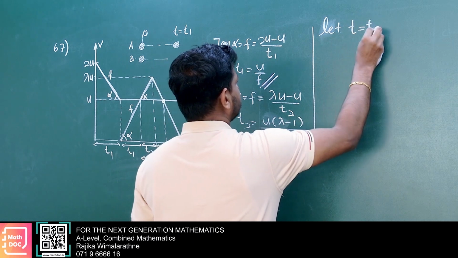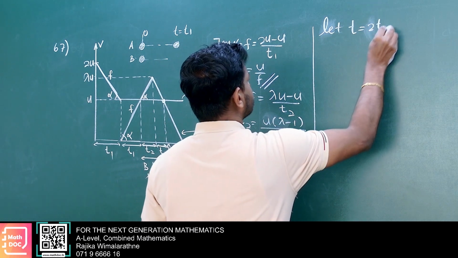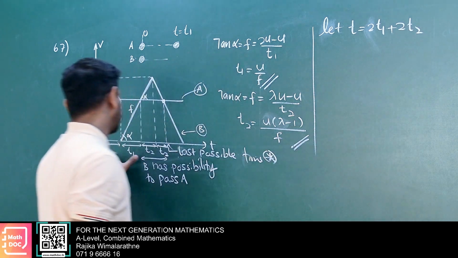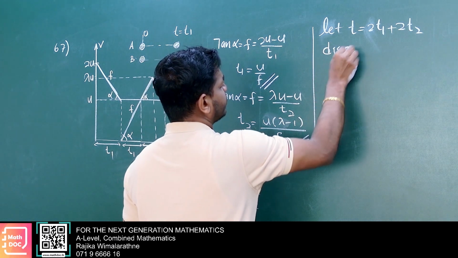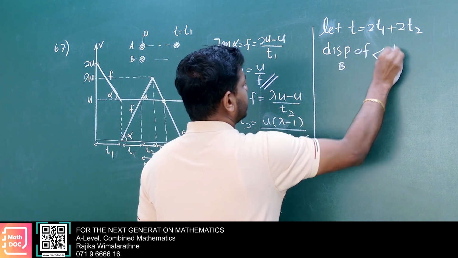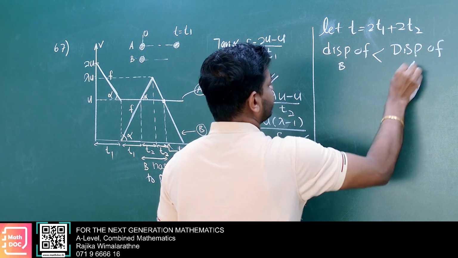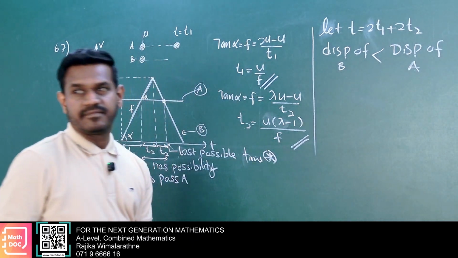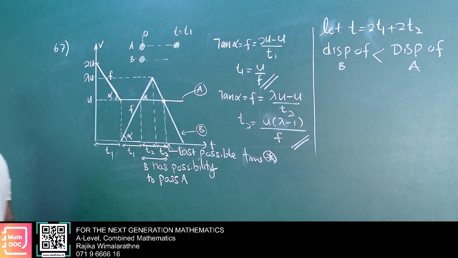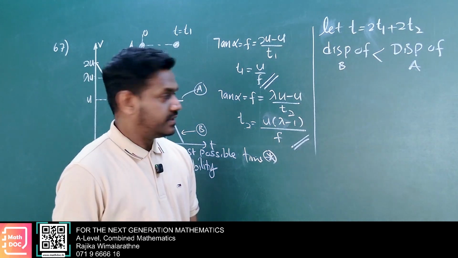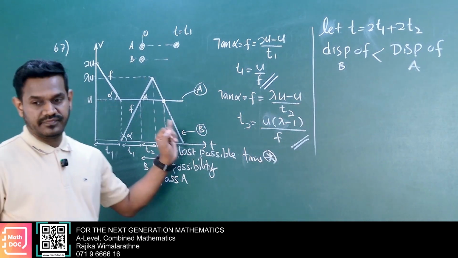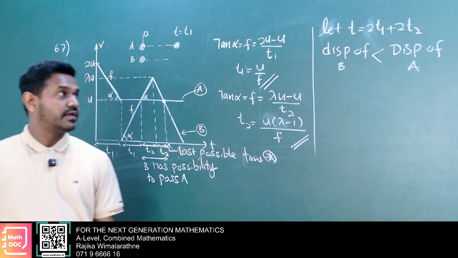Let simple t equal 2t1 plus 2t2 position. Then the displacement of B is less than the displacement of A. Here, not to pass: displacement of B less than displacement of A. This is also a very rare question. So we have to identify the last possible time to pass. Now continue.